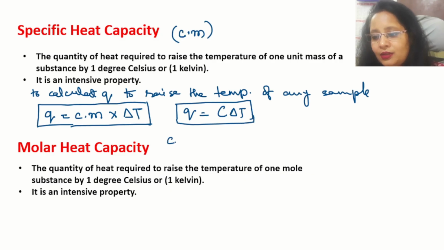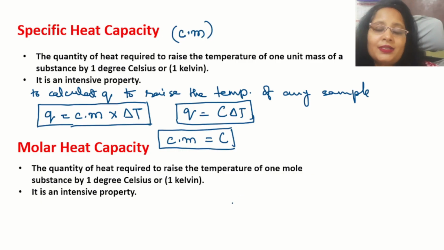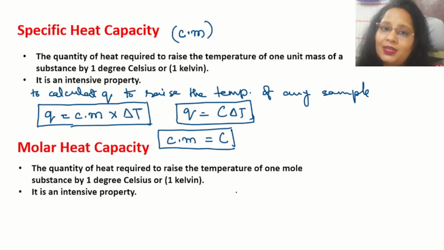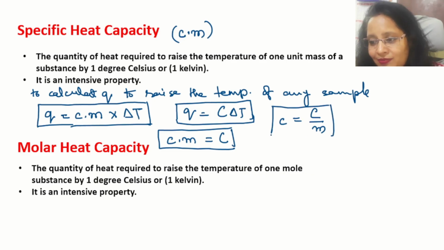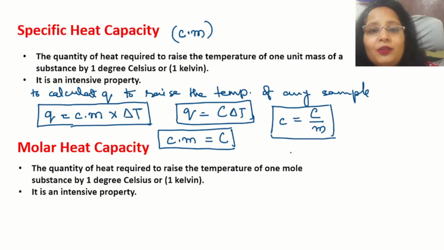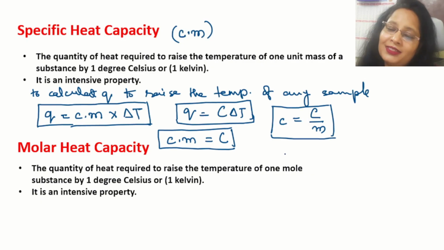It should be c into m is equal to capital C. We can write, it means specific heat capacity multiplied by the mass of the substance, that we will get the heat capacity. So here also we can explain the heat capacity depends on the mass of the substance. And specific heat capacity is equal to heat capacity divided by mass. It means specific heat capacity is independent of mass, so it is an intensive property.